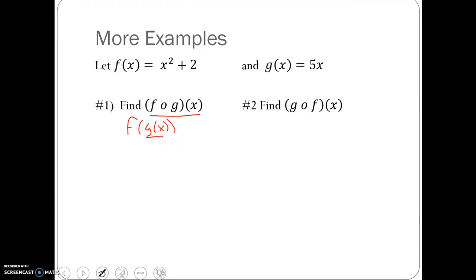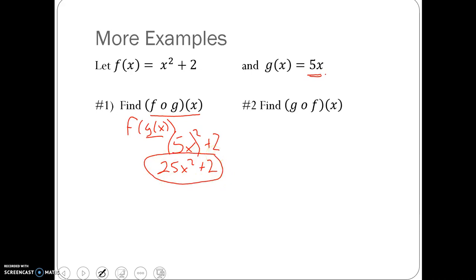So I'm going to stick the g of x, which is 5x, into the f of x function whenever I see an x. The f of x function is x squared plus 2, but because I'm sticking the 5x in where the x is, it's actually going to be (5x) squared plus 2. All I did is take this 5x and stick it in for the x in the f of x function. Now I can simplify this. (5x) squared we could write as 25x squared plus 2. And that's what f of g of x is.